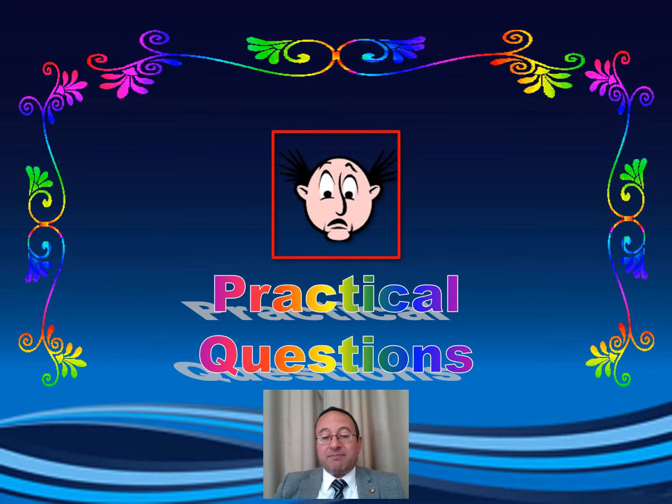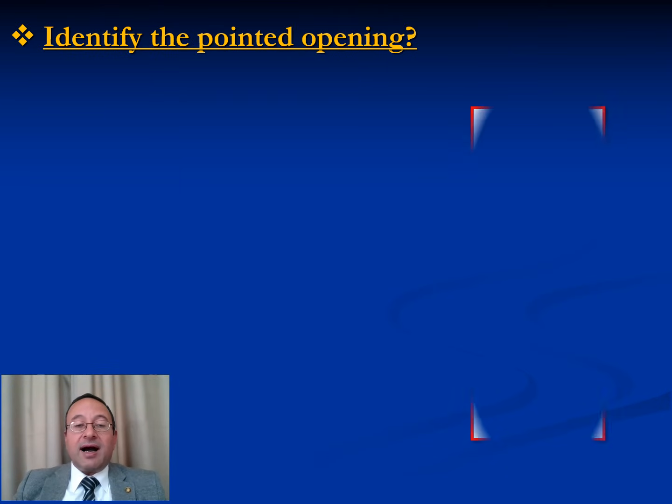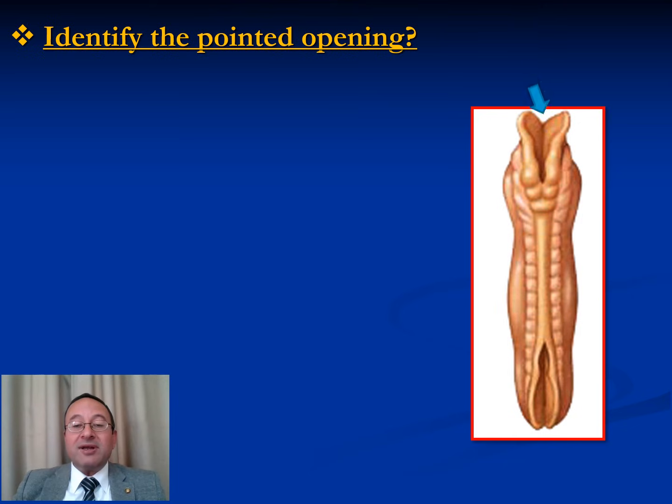We have reached the practical questions. Identify the pointed opening. This is the neural tube. Its upper or cephalic opening is called the anterior neuropore.